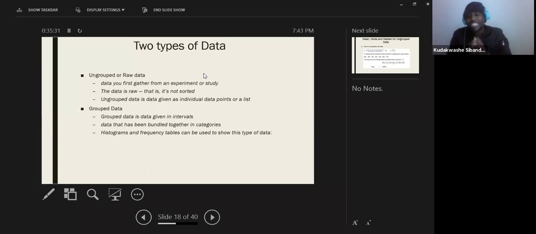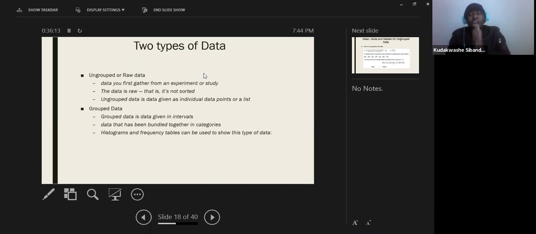So ungrouped data or raw data is the data that you first gather from an experiment or study. Take the example of a test that was written by 100 students. When the teacher just took the papers and recorded them in a table, that was just raw data. He did not order that data in any way. He just gathered the data together and recorded the marks. So that type of data is raw. Why? Because raw data is data that is not sorted. As long as data is not sorted, that is raw data.